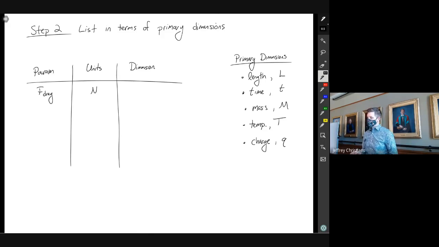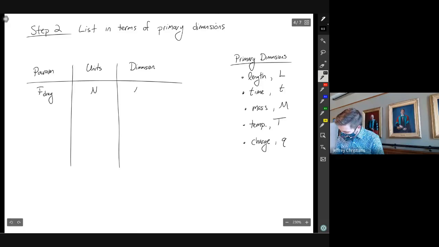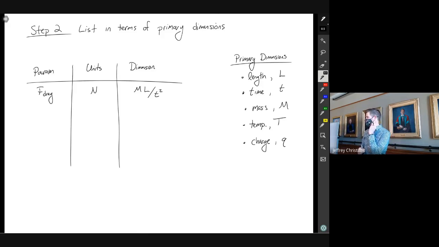So it's a mass times a length divided by a time squared, like a kilogram meter per second per second. So mass length over time squared. What about diameter? What are the units on diameter? Like a meter, which is a length.